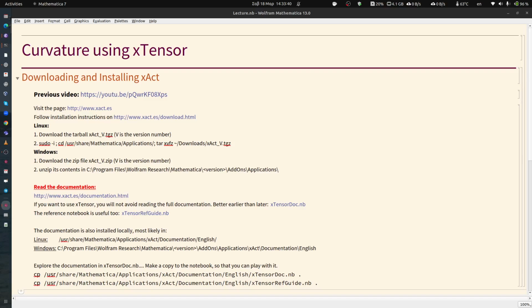In this video, we continue the presentation of the package xTensor, which is part of the xAct package for Mathematica, for doing tensor computations in general relativity. And not only, but we confine ourselves to the case of general relativity. You need the package xTensor, which is included in xAct, and in the previous video you will find instructions on how to install it in your system. Watch the previous video or visit the xAct page for more detailed instructions on how to do that.